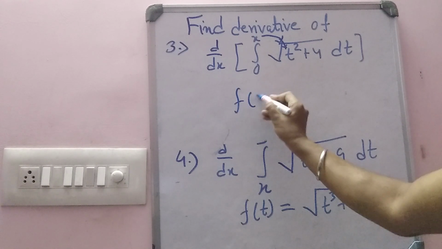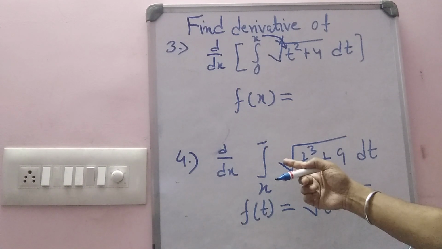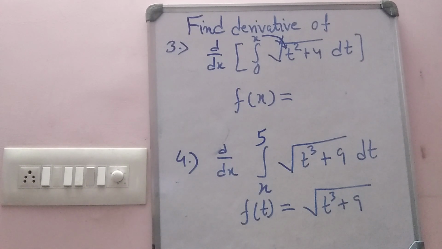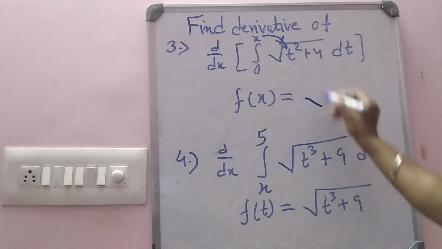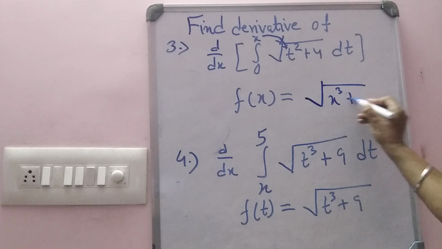So f of x, what can you write? Here what was your limit? x to 5. So now f of x we can write directly. Just replace your t with x. So it is square root of x cube plus 9.